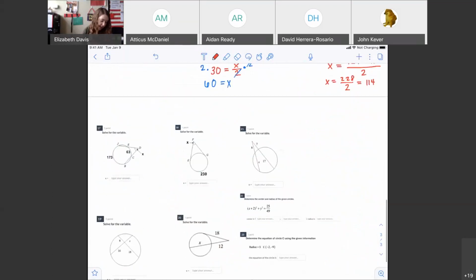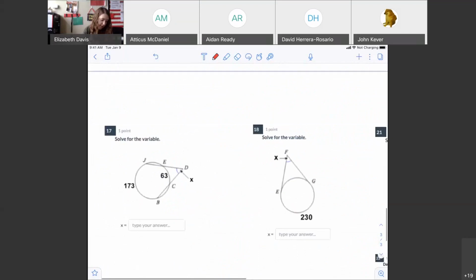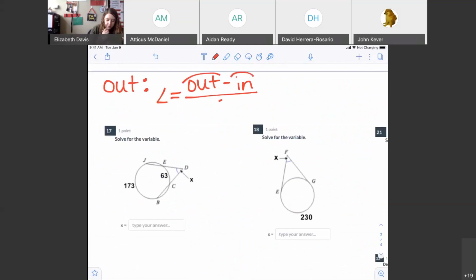Now we're looking at our angles. When our angle is outside of the circle, our angle is going to be equal to our outside arc minus our inside arc divided by 2. So go ahead and try number 17. You're going to be doing that angle is equal to the outside arc minus the inside arc divided by 2.